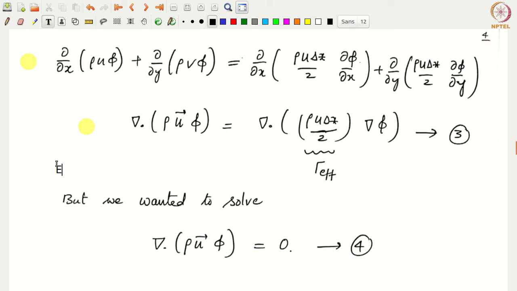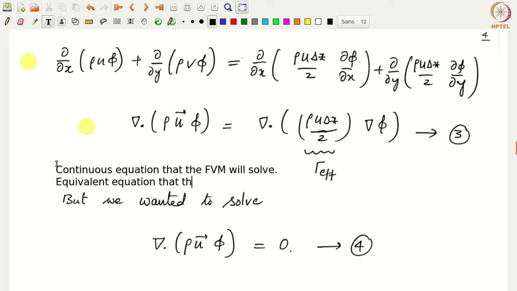Rather, this is the continuous equation that the finite volume method, or the method that we have employed, will solve. So this is the equivalent equation that the method solves, which is not the same as what we wanted to solve. Okay, now why is this coming? This is happening because of the discretization scheme that we have chosen, which was the upwind difference scheme.